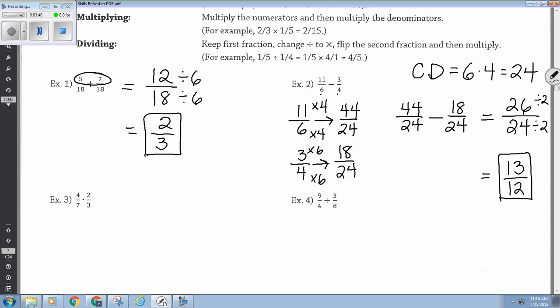So our answer is 13 over 12, and it is perfectly fine to leave that as an improper fraction. If you want to convert it to a mixed number, however, that's the same thing as 1 and 1/12. So again, perfectly fine to leave it as an improper fraction, but if you want to make it a mixed number, that's okay too. So that takes care of adding and subtracting fractions. Remember, if the denominator is the same, go ahead and do what you need to do. If the denominators are different, you must make them the same first.